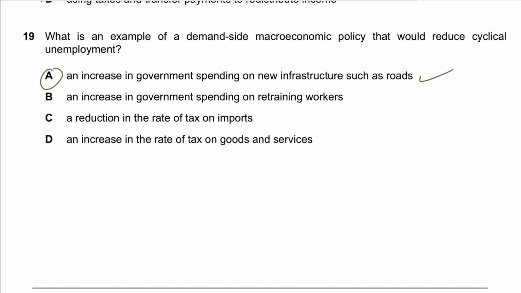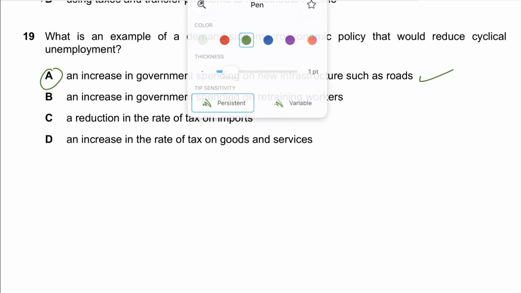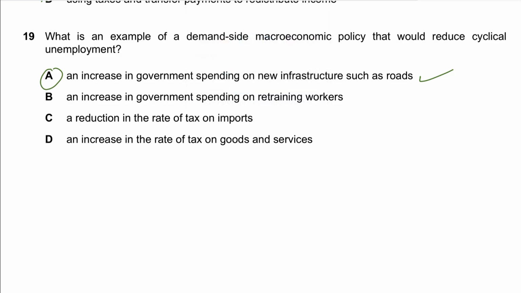If you look at B, that is a supply side policy. C means cheaper imports: reducing the tax on imports would mean cheaper imports, which would increase imports and reduce AD, because withdrawals would rise, so AD will fall. So this is again going to worsen cyclical unemployment. Increasing indirect taxes, increasing the rate of tax on goods and services, would reduce consumption and reduce AD, which will worsen cyclical unemployment.